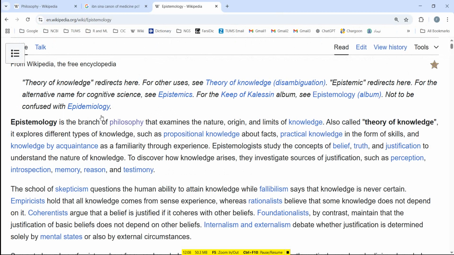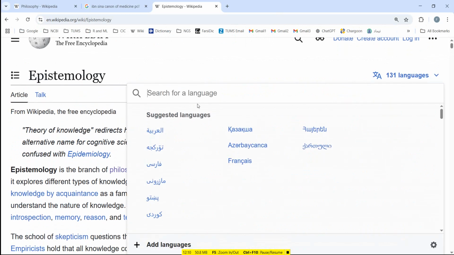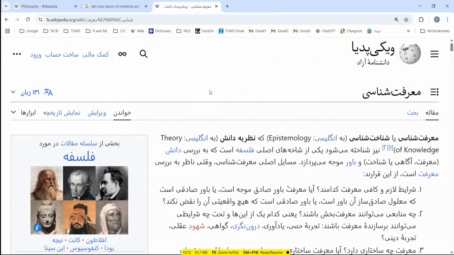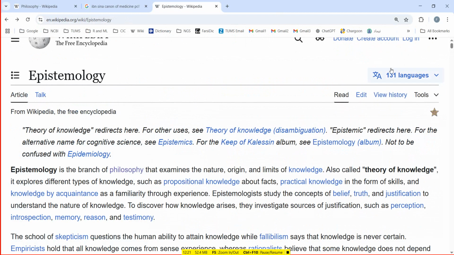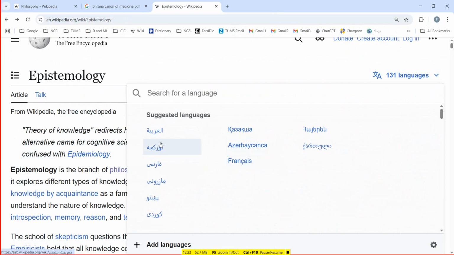So epistemology, let me see what the Arabic word for it is. The Farsi word is ma'rifat shanasi, which is an Arabic word, or shanakht shanasi. But in Arabic, let me find out.